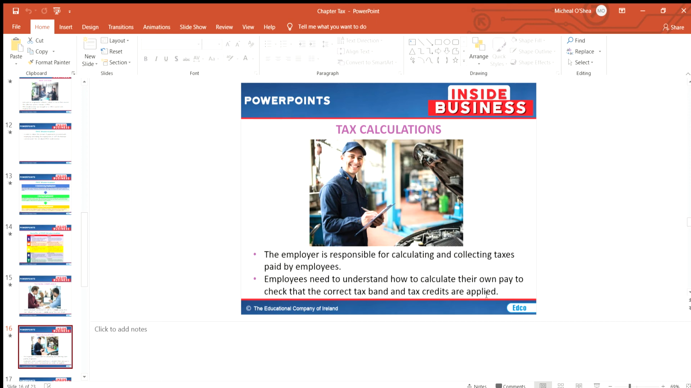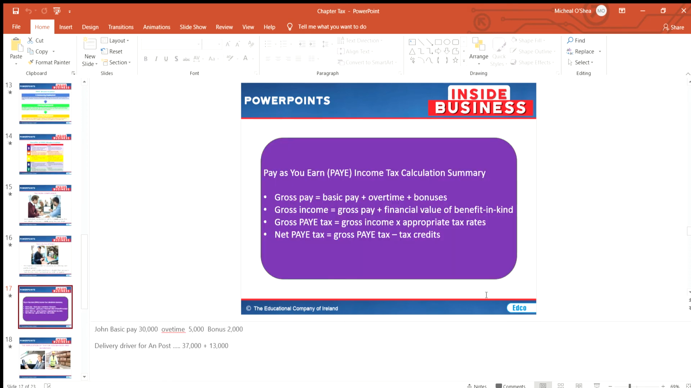But how is it calculated? It's not just a simple thing of saying this is the money you earn, multiply it by this percent, and this is your tax. There's more involved. So this is our way of calculating tax, and I've given just a little story down here.